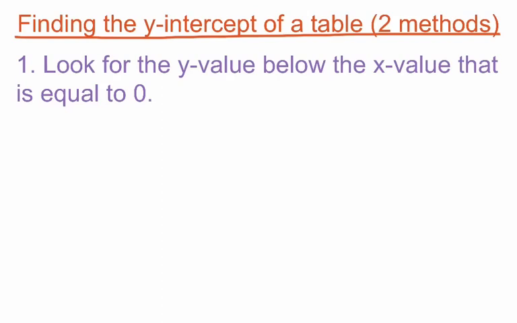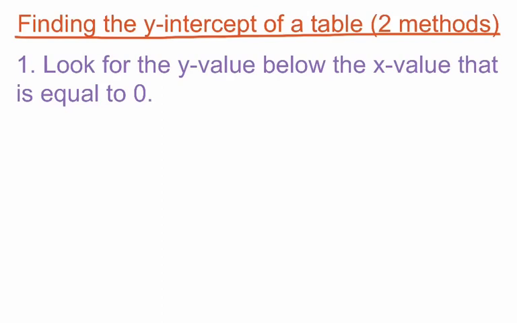Alright, so now we need to talk about how we can actually find the y-intercept of a table. And there's two methods that we can use for this. The first method is the easiest. There's no math. All you have to do is observe the table a little bit. Unfortunately, it does not work for every single table. The second method will work for every single table, but there's a little bit of math that we have to do for those.